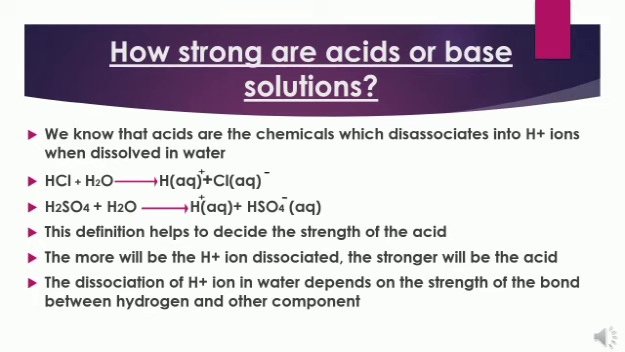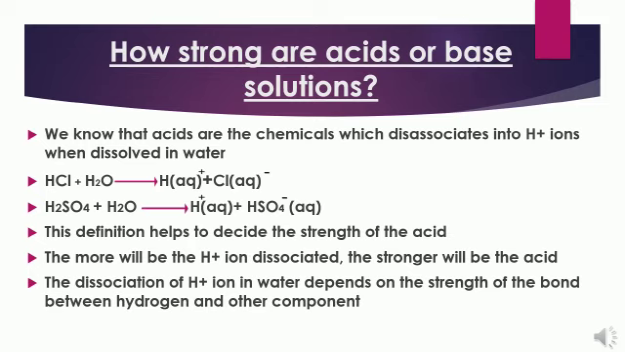So we know that acids are the chemicals which dissociate into H+ ions when dissolved in water, right? For example, HCl, when we dissolve it in water, what is the dissociation? A dissociation process takes place. It splits up into H+ and Cl-, right? And what about H2SO4 in case of water? So it is H+ then HSO4- aqueous, right? So this definition helps to decide the strength of an acid.